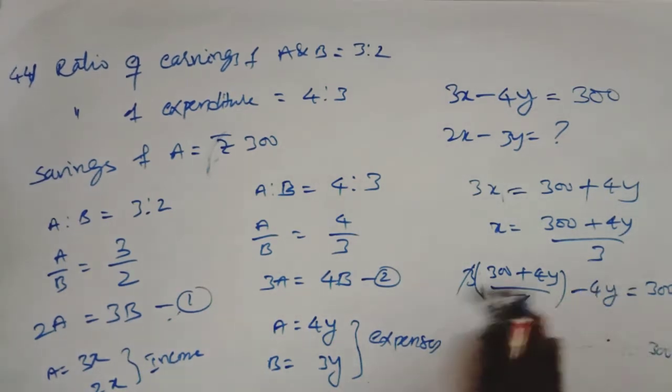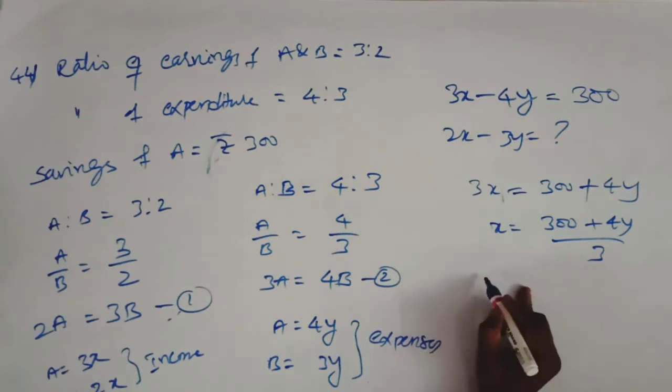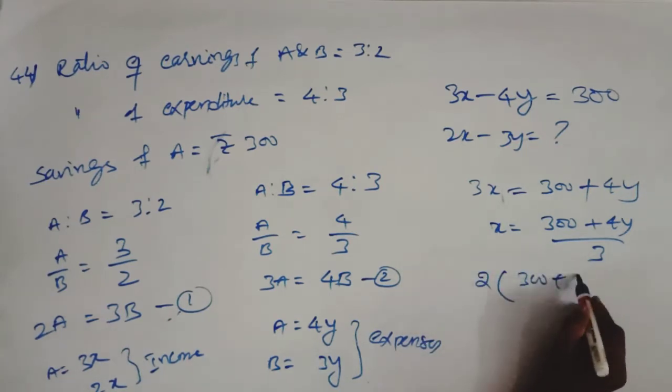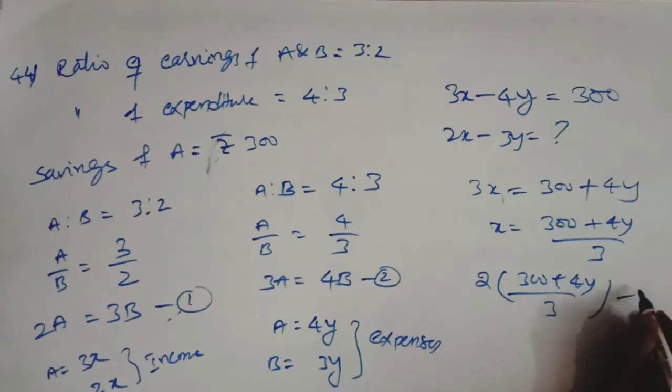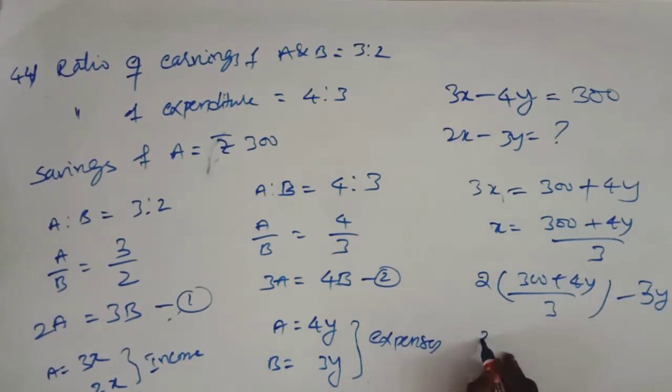Or I'm going to substitute in second equation, that is best. That is 2 into 300 plus 4y by 3 minus 3y. So that is 600 plus 4y. 4 into 2 is 8y by 3 minus 3y. The LCM is 3. Now 600 plus 8y minus 9y. That is y is equal to minus 600 indirectly. That is here minus y I am going to get minus y is equal to 600. Hence the third option is wrong. Okay.